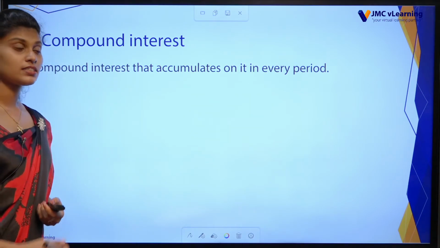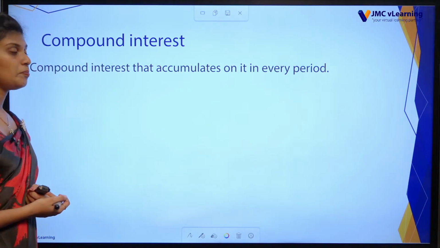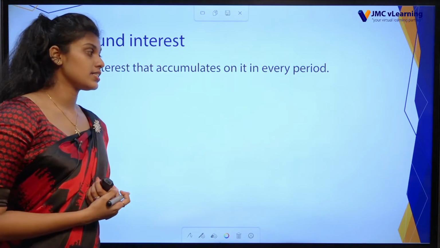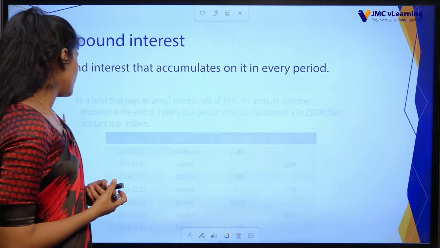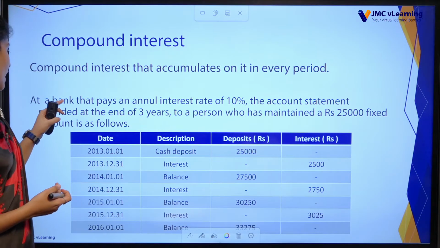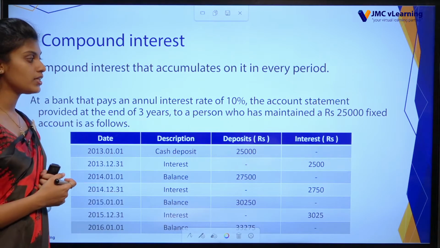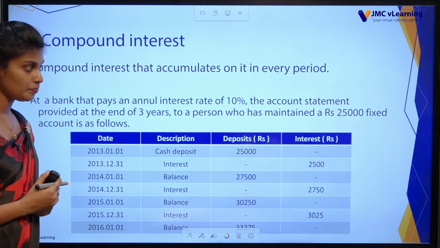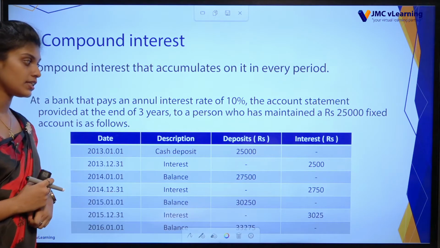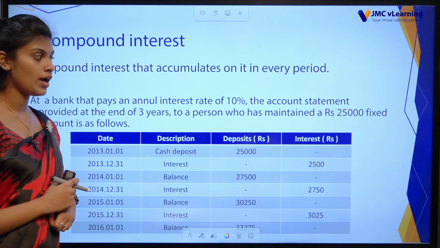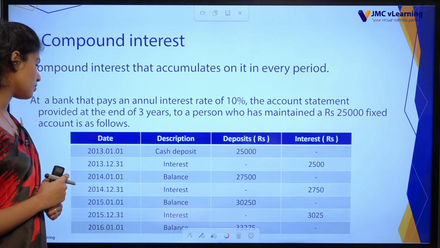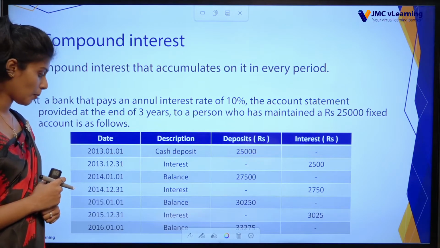The next part is compound interest. Compound interest means that interest accumulates on it in every period. This chart is in your textbook. At a bank that pays an annual interest rate of 10%, the account statement provided at the end of 3 years to a person who has maintained a 25,000 fixed account is as follows.